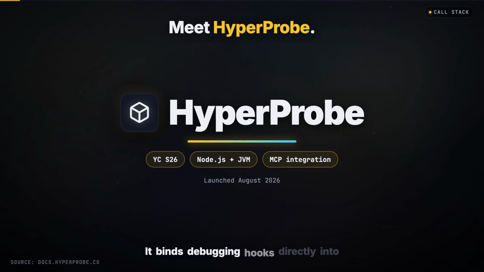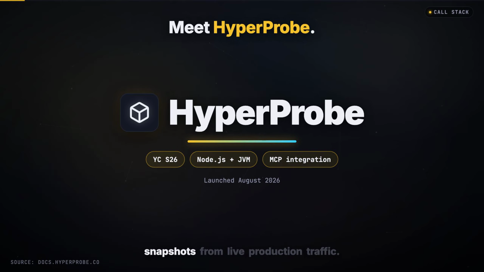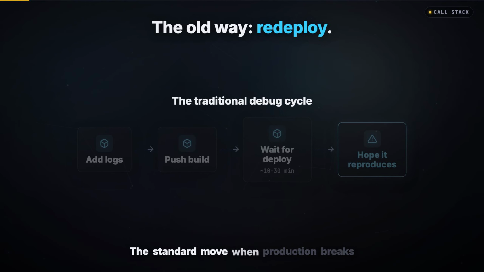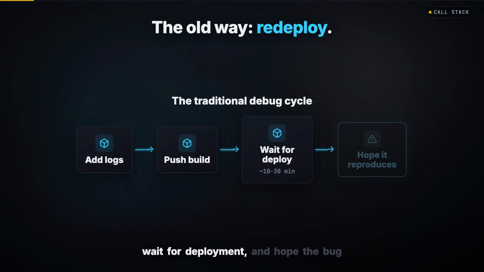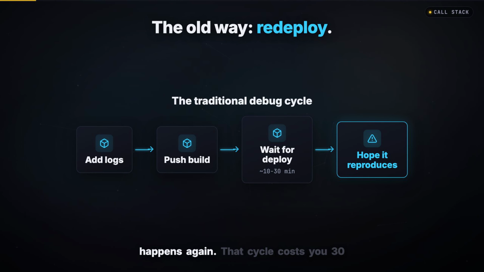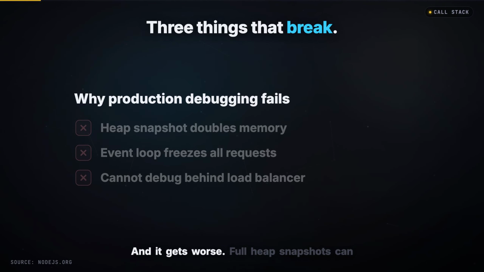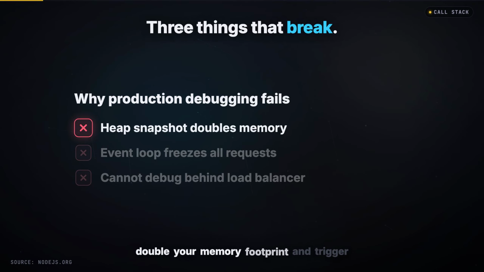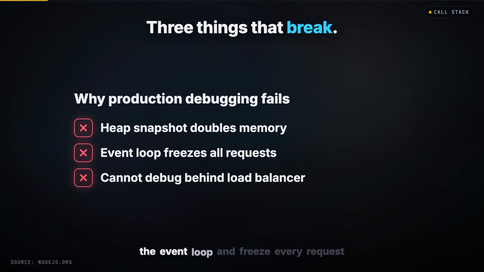It binds debugging hooks directly into your node.js runtime and captures variable snapshots from live production traffic. The standard move when production breaks is to add console logs, push a new build, wait for deployment, and hope the bug happens again. That cycle costs you 30 minutes minimum. And it gets worse. Full heap snapshots can double your memory footprint and trigger killers. Traditional debuggers block the event loop and freeze every request behind the breakpoint.